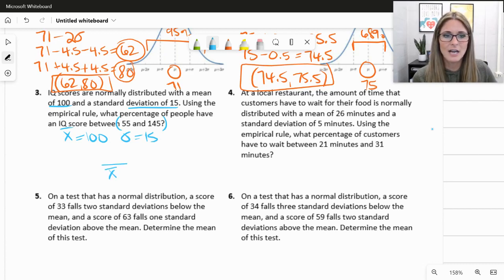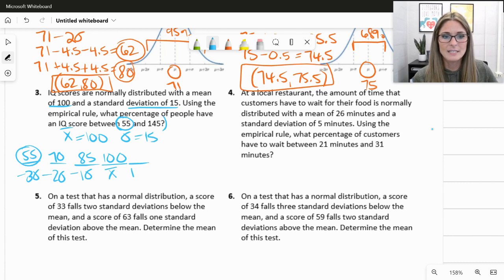So I like to sketch this out. I know my mean is 100. Let's subtract a standard deviation of 15, that would give me 85. Not quite 55. So let's subtract another standard deviation of 15, gives us 70. Let's try one more time, subtract a third standard deviation. Yes, gives us that 55.